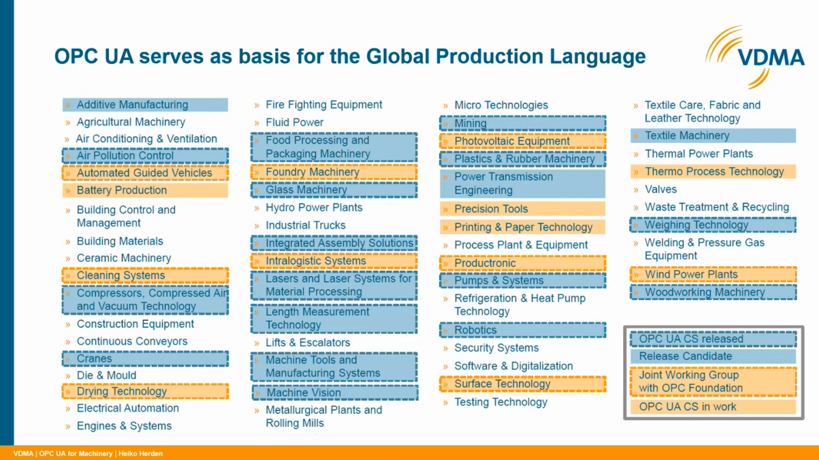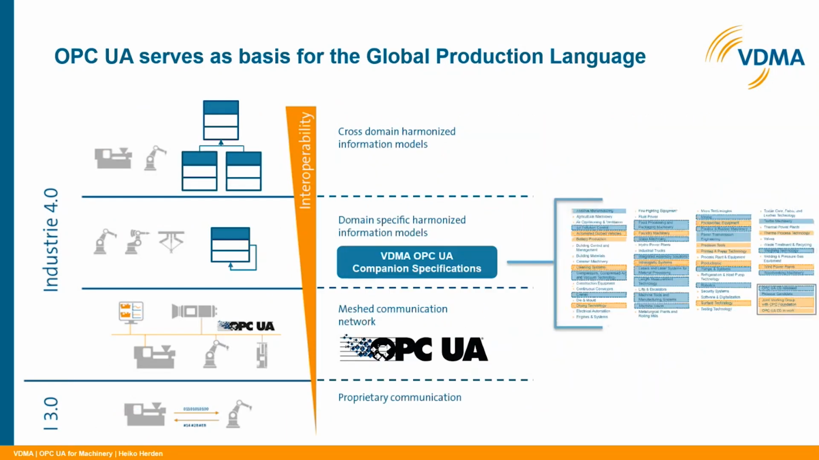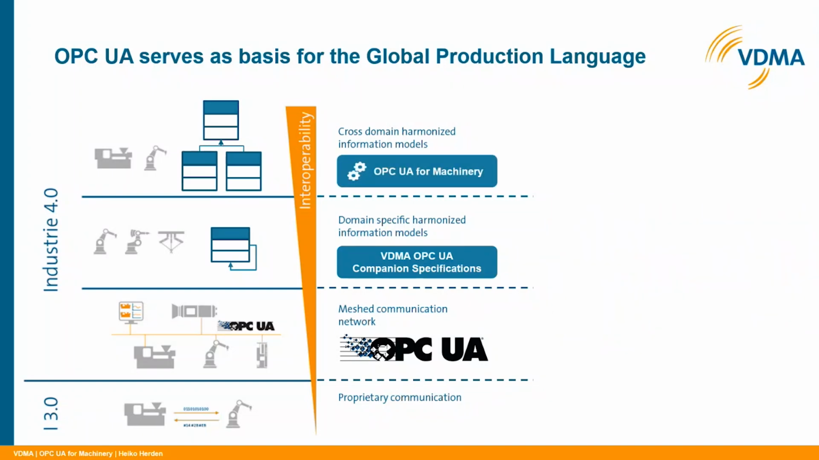And what we realized when we defined all these interface standards is that some information is the same in all these different domains. There is information that is so generic that we don't need to solve it in a robotics spec or a machine tool spec or in a woodworking spec, but that it really can be addressed in a more general approach in a cross-domain harmonized information model. And so some years ago, we started with this activity and we called it OPC UA for machinery.